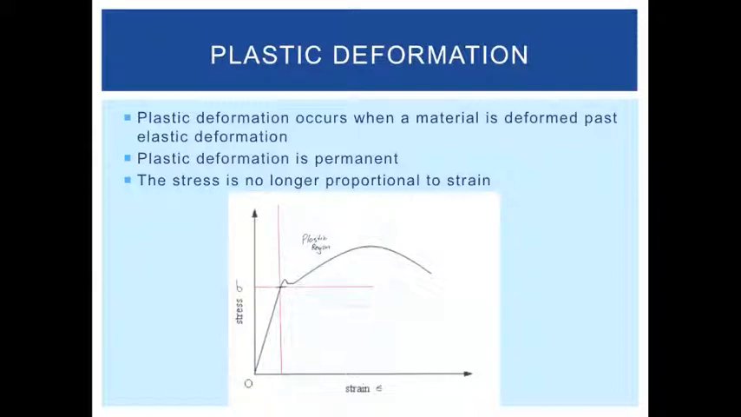Plastic deformation occurs when a material is deformed past elastic deformation. Plastic deformation is permanent, and the stress is no longer proportional to strain.